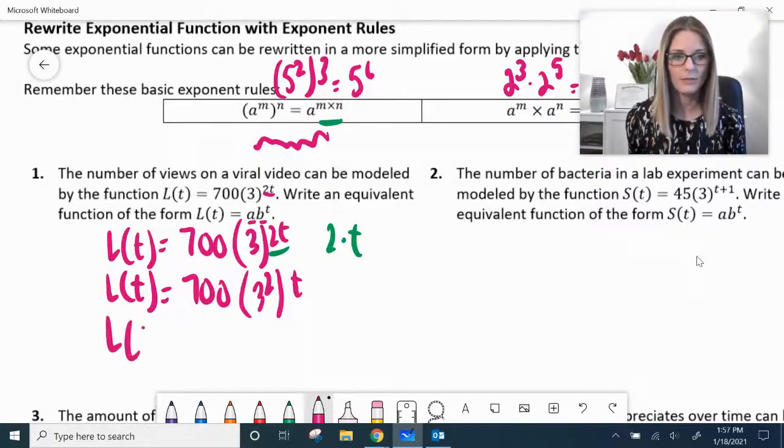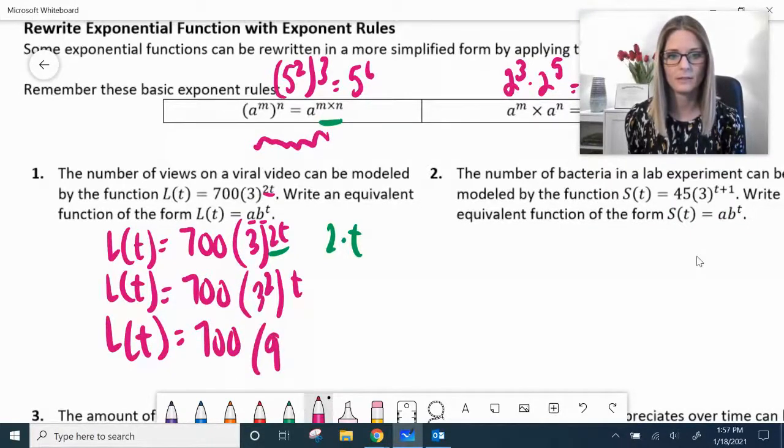Then you can just evaluate the 3 squared is 9 raised to the t, and that fits the form that they wanted. 700 would be the a, 9 is your b, your base, raised to the t, and we're done. Okay, so this could be an EOC question or a benchmark question where they would have multiple ones, which one's equivalent.